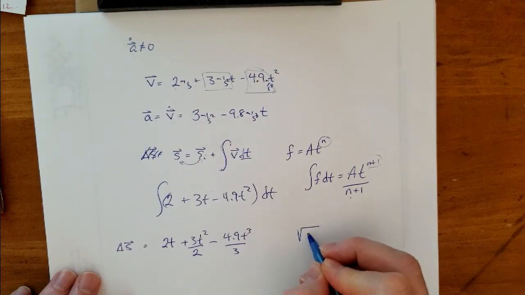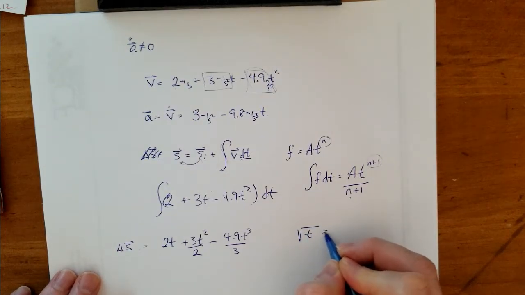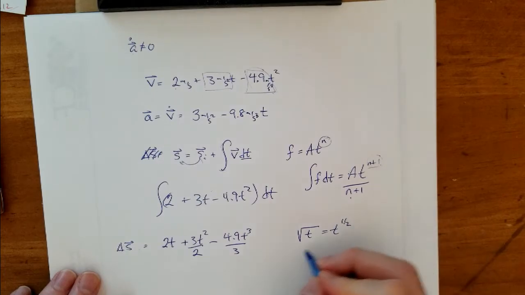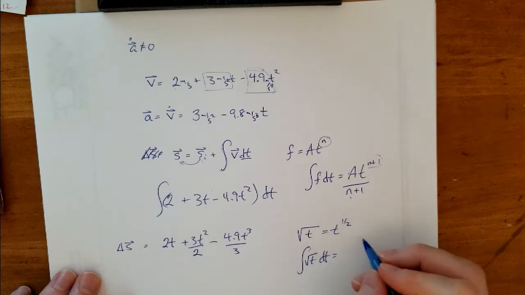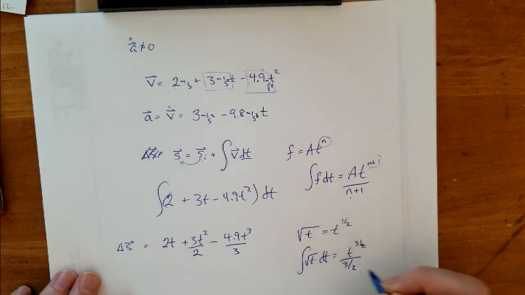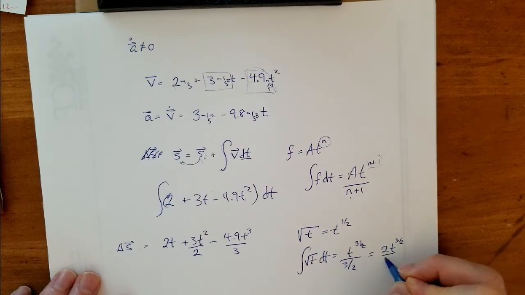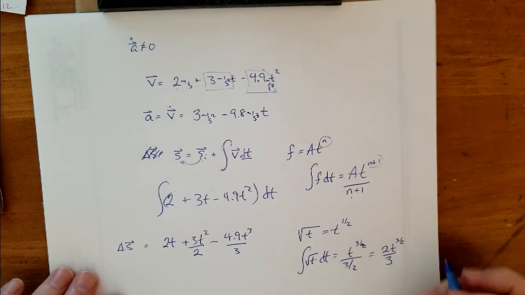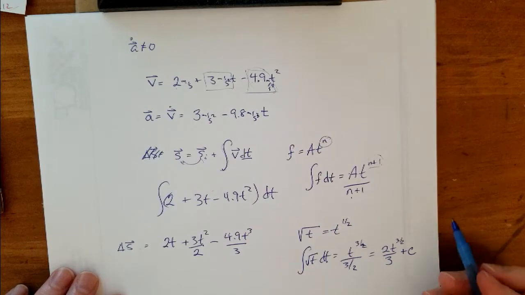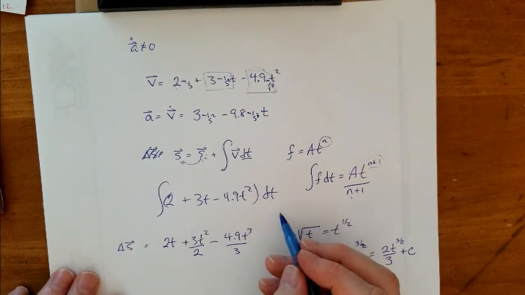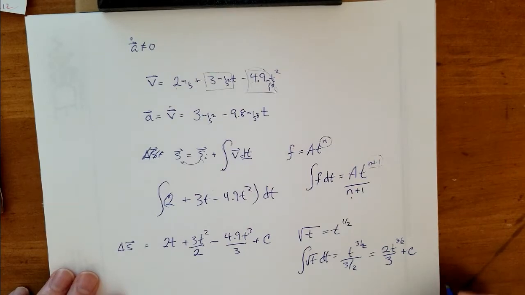So if I have square root of t, don't forget that's t to the 1/2, and so the antiderivative of the square root of t dt is, well, I add 1, so that makes it 3/2, and then I divide by 3/2. Now that's too many fraction bars there, so that's 2t to the 3/2 over 3, and that's an acceptable answer. Plus some constant, because there's always some constant. Technically that's the constant right there.